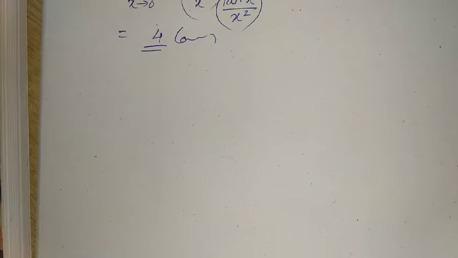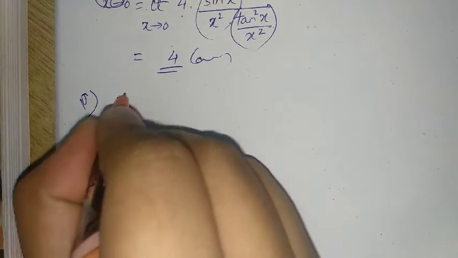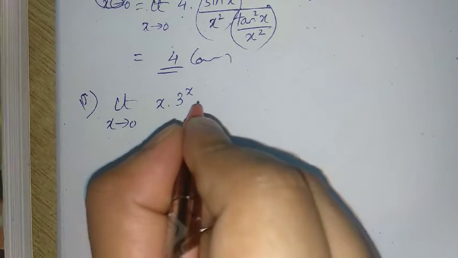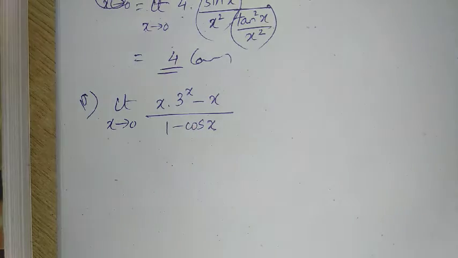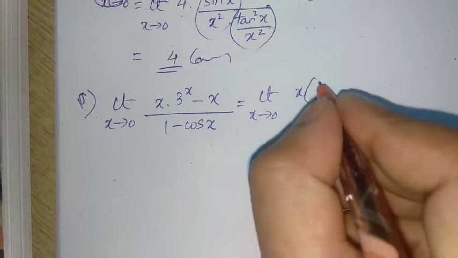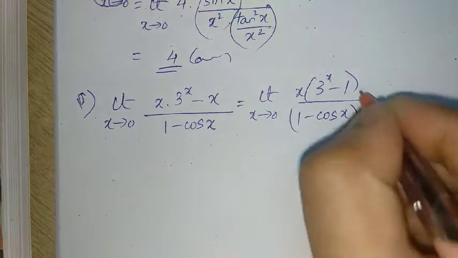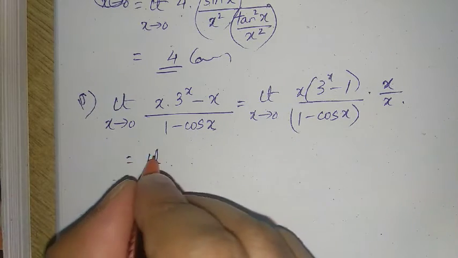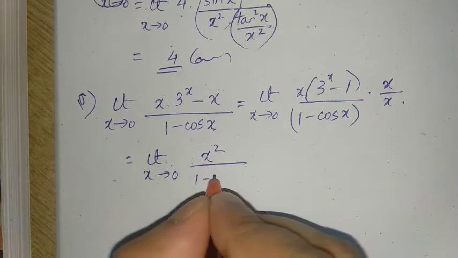Okay, so the final question for this model is limit x tends to 0 of x into 3 to the power x minus x divided by 1 minus cos x. This is equal to limit x tends to 0, we take x common, 3 to the power x minus 1 by 1 minus cos x. What we will do here is multiply and divide by x. Why are we doing this? So that we can divide this term into 2 parts. So what we will get is x square by 1 minus cos x.